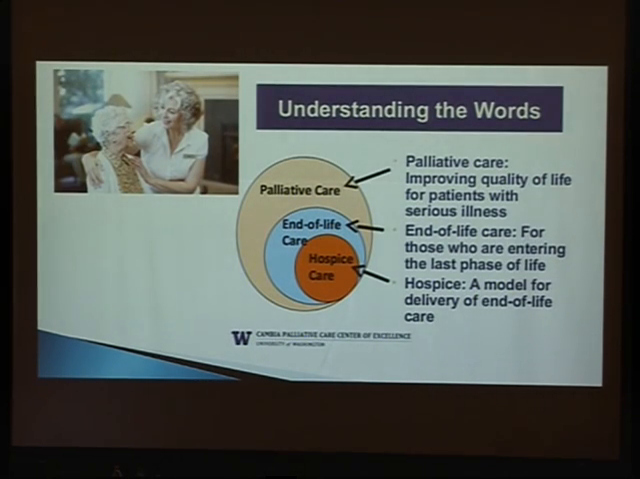In other words, we can look at it like this ball. Hospice is a small part of the huge palliative care. Palliative care is the more general term, including end-of-life care and hospice care at the end. Palliative care is aimed at improving quality of life for patients with serious illness. End-of-life care, which is smaller than palliative care, is for those who are entering the last phase of life. And at the end, the most intense and most depressive service is the hospice service, available for delivery of end-of-life care.